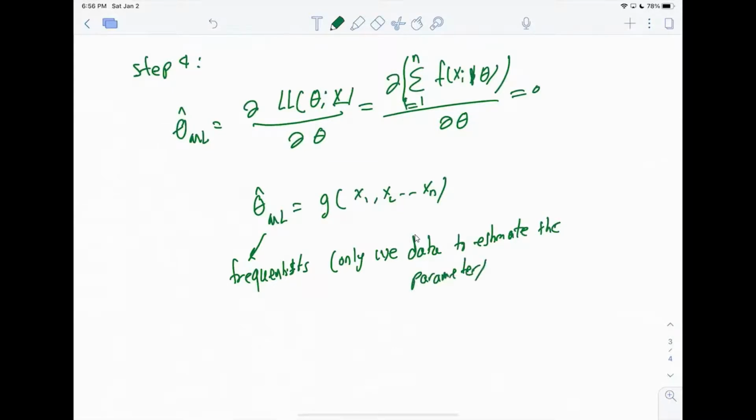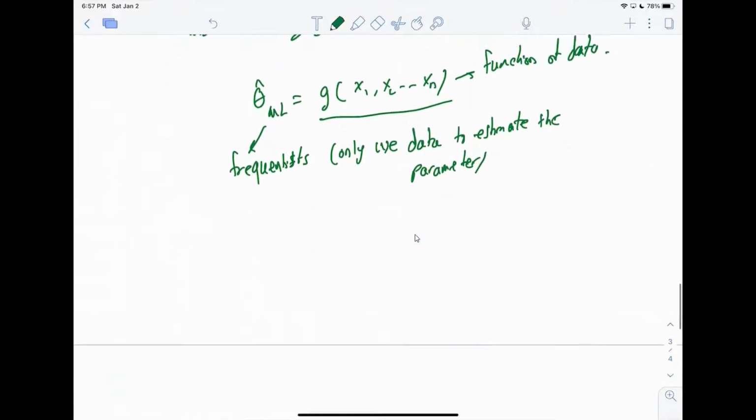So the estimator is a function of data. This is very important. The estimator is a function of data. I will tell you what this means. I will write it for you. Function of data. Great. So that's ML, maximum likelihood estimation. That's all you need to know for ML, right?